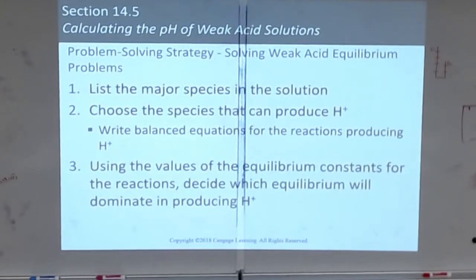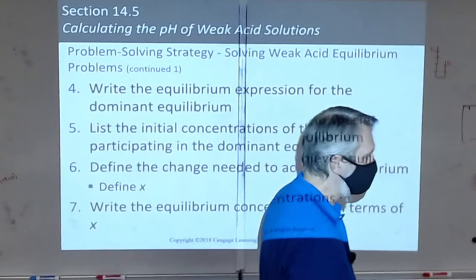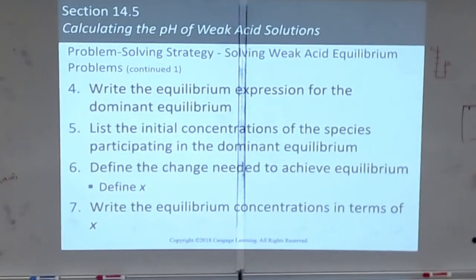So list the major species. You're going to figure out who's actually making the hydrogen ions. We're going to use values of equilibrium constants and figure out who's going to dominate in producing the hydrogen ions. Then we're going to write the equilibrium expression for the dominant one, because we don't really care about the one that's just contributing a little bit. Y'all remember this from the last class. We talked about, for instance, that very weak hydrochloric acid didn't change the pH because there's so little of it compared to the naturally occurring autoionization of water, right? So the pH didn't change.